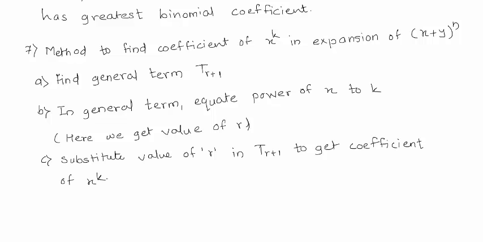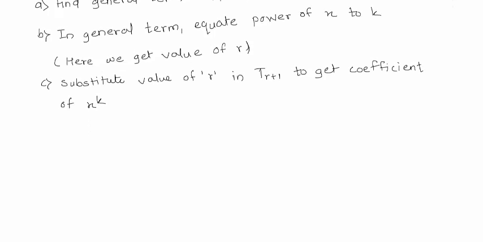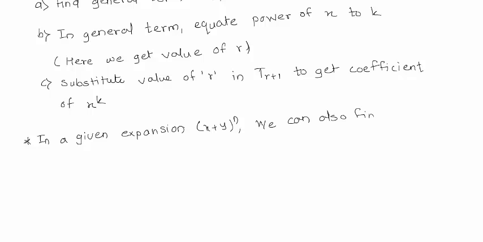Okay, so by following these 3 steps, we can find the coefficient of any term or any power of x. Now students, here is a particular type of question which normally appears: in a given binomial expansion, how to find the independent term. So in a given expansion (x + y) raised to n, we can also find a term independent of x.